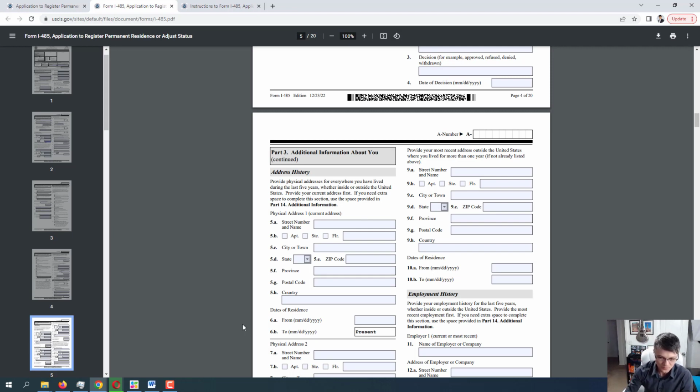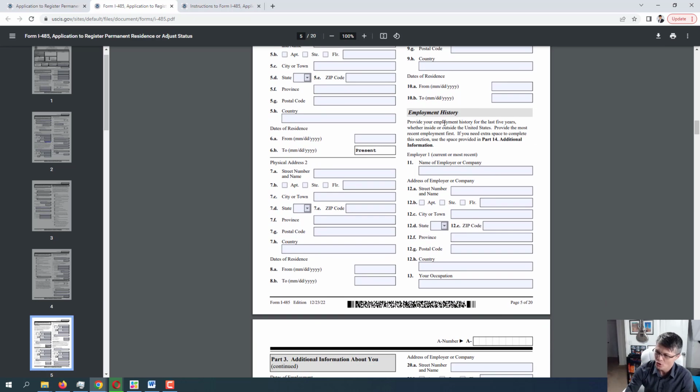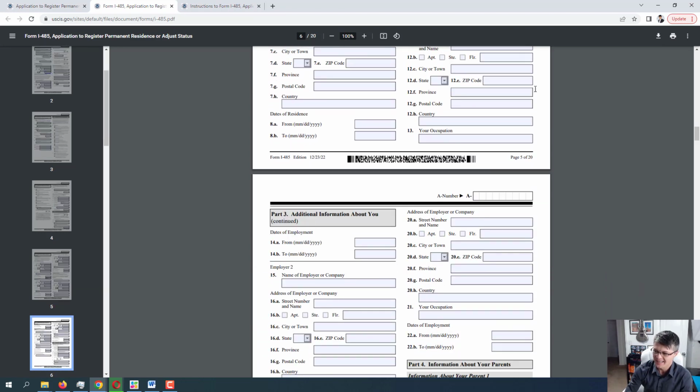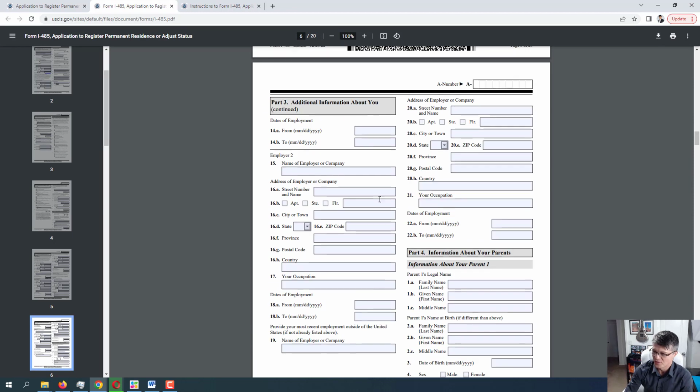But your addresses, all your physical addresses for the past 5 years. And as you can see, the very first one they already pre-filled to present. This is your current address. The same goes for the employment history. Last 5 years, same thing goes here. So we have employer, address of employer, company. There are a few fields for that.